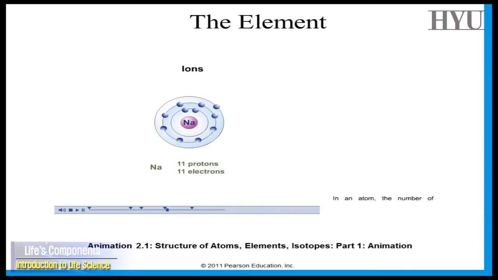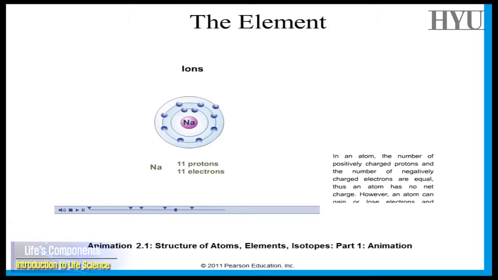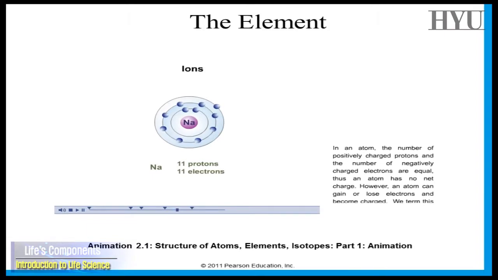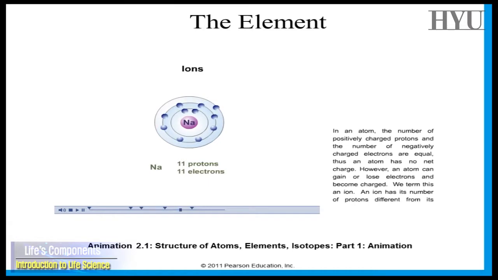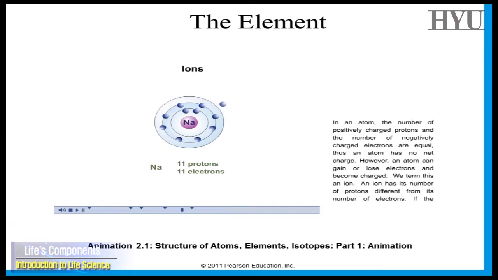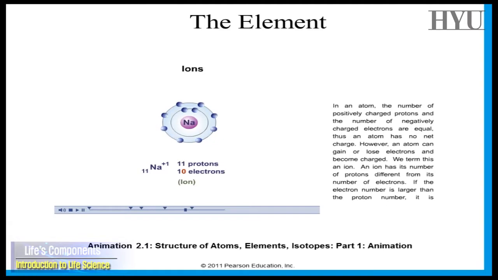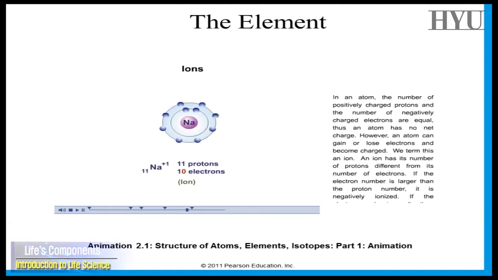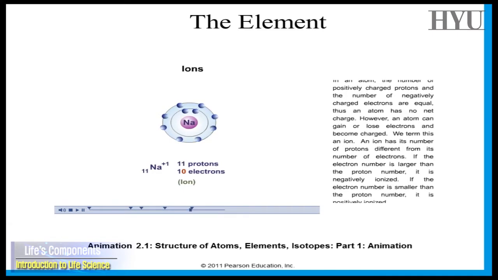In an atom, the number of positively charged protons and the number of negatively charged electrons are equal. Thus, an atom has no net charge. However, an atom can gain or lose electrons and become charged. We term this an ion. An ion has its number of protons different from its number of electrons. If the electron number is larger than the proton number, it is negatively ionized. If the electron number is smaller than the proton number, it is positively ionized.